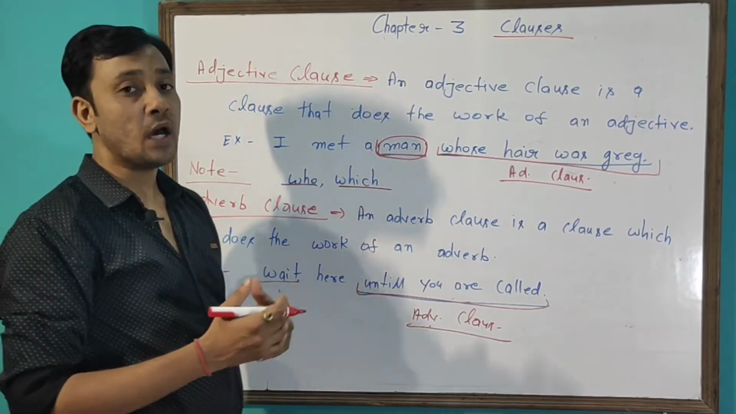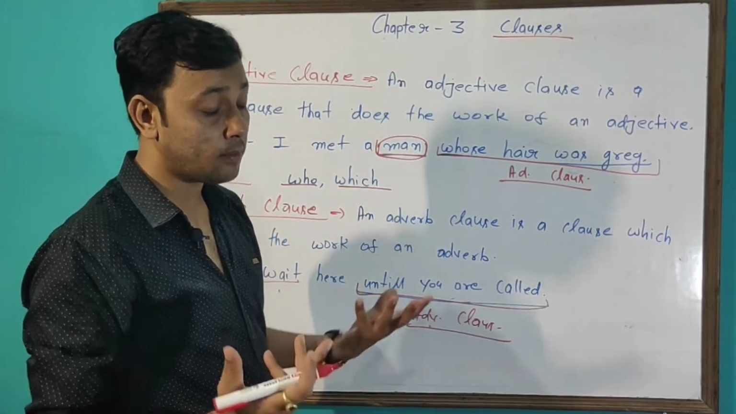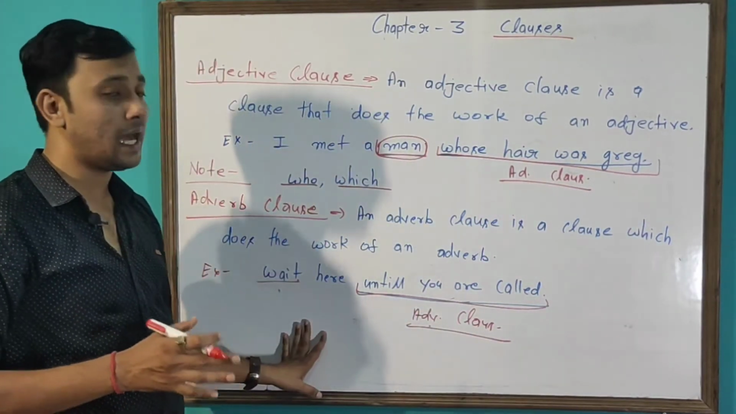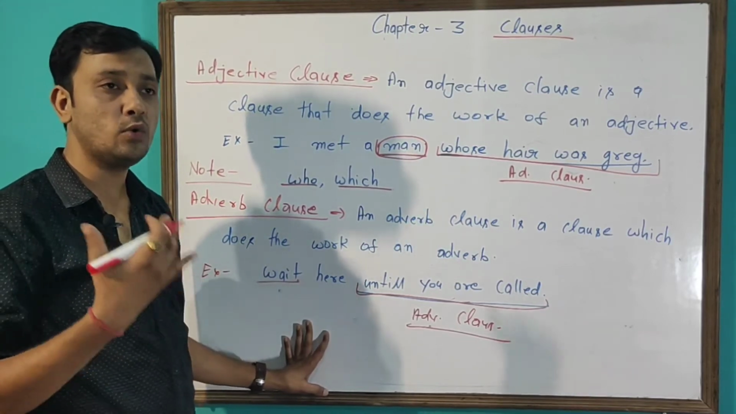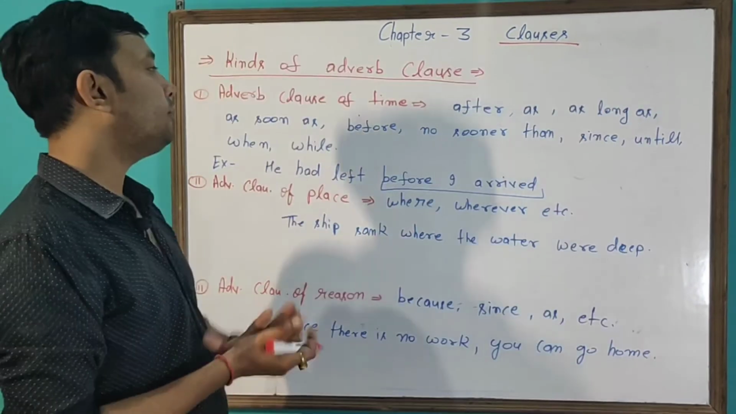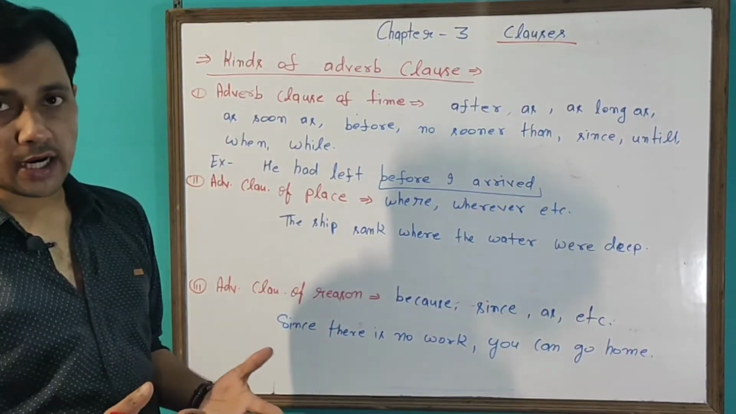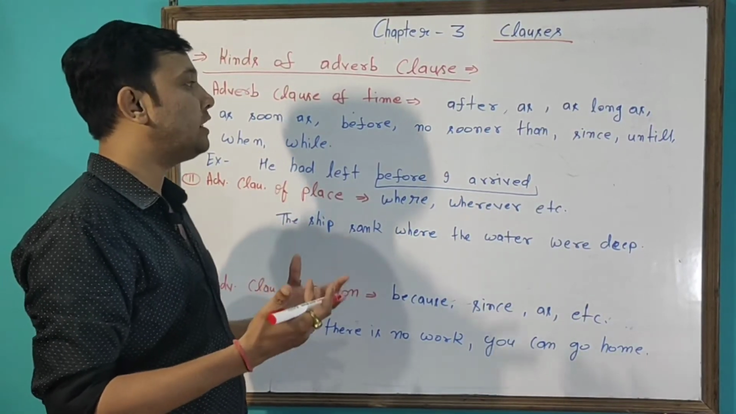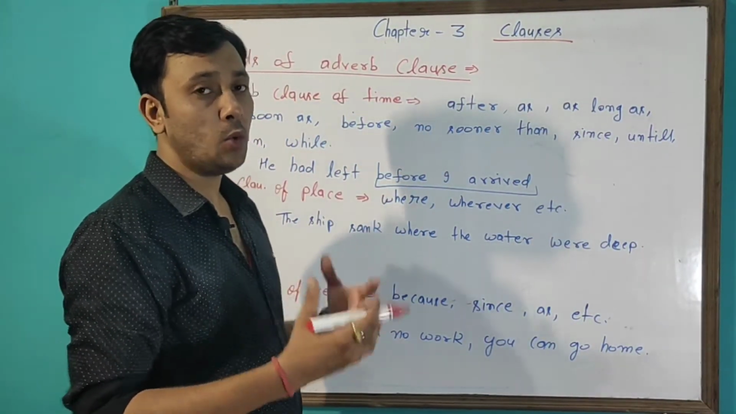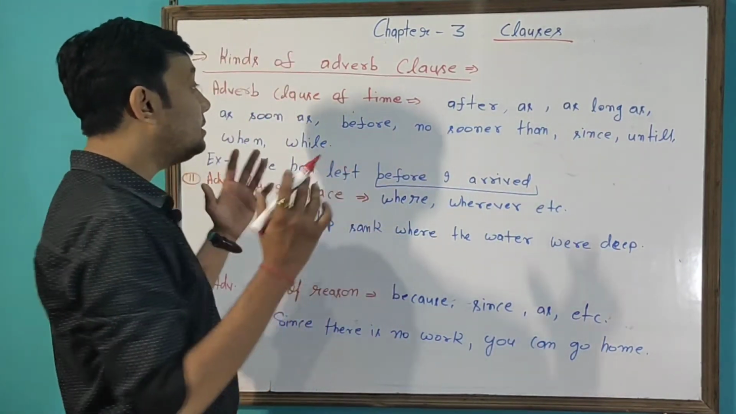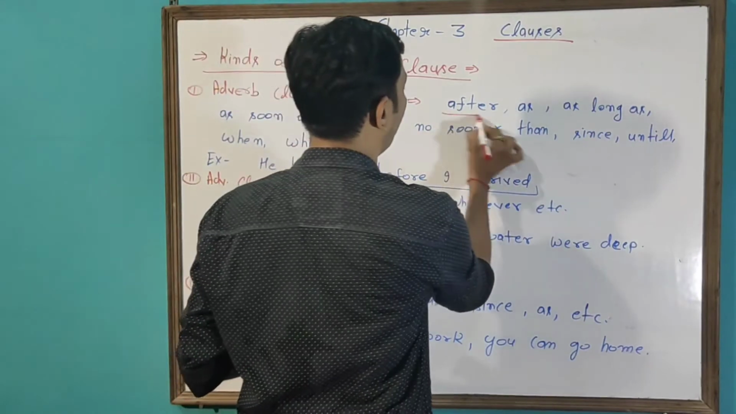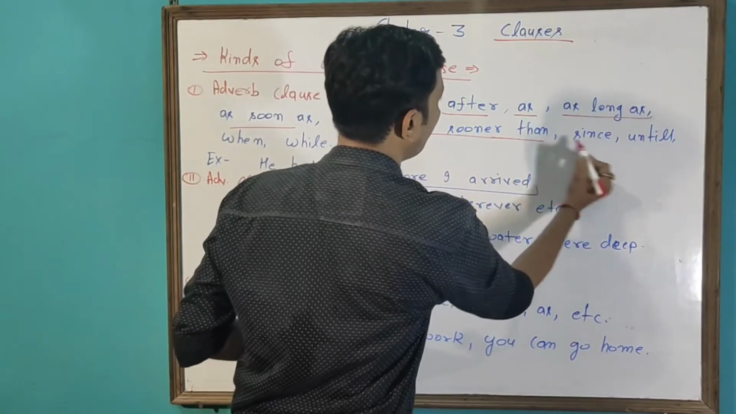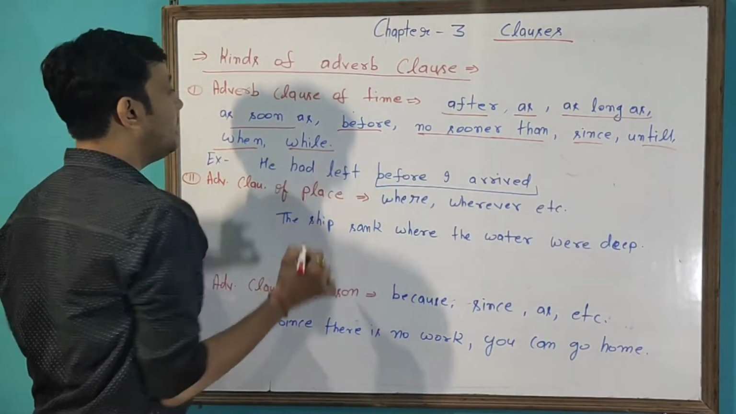Now we are going to study the kinds of adverb clauses. Okay, noun clauses have no kinds, adjective clauses have no kinds, but adverb clauses have many kinds. So now we are going to study in detail how many kinds of adverb clauses there are. The first one is the adverb clause of time. An adverb clause of time generally tells about the time when the work is to take place. And generally an adverb clause of time starts with words like after, as, as long as, as soon as, before, no sooner than, since, until, when, while. These are the words.